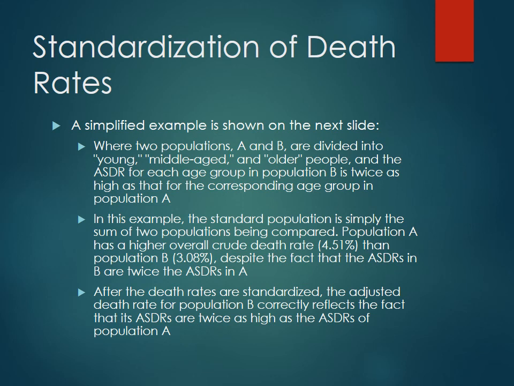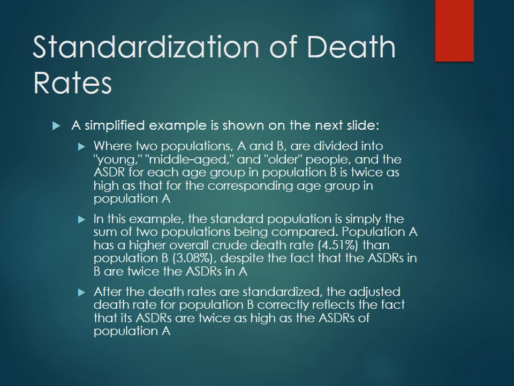A good example of this is going to show up in the next slide. We have two populations, A and B, divided into young, middle-aged, and older people, whatever the definition for that may be. The ASDR for each age group in population B is twice as high as that of the corresponding age group in population A. So the death rates in B are higher than we would see in A.